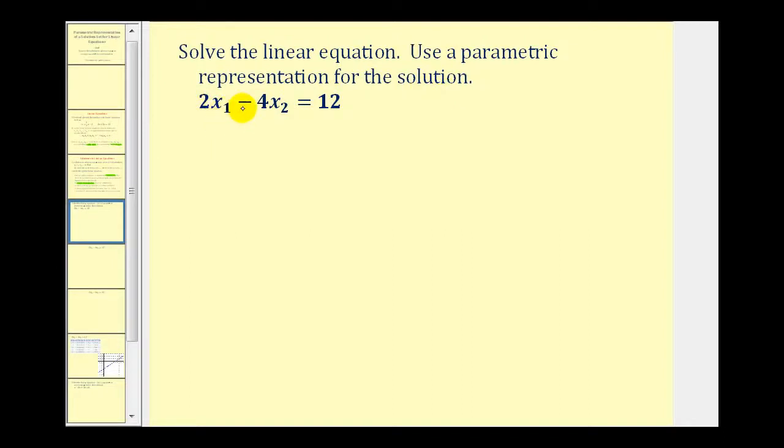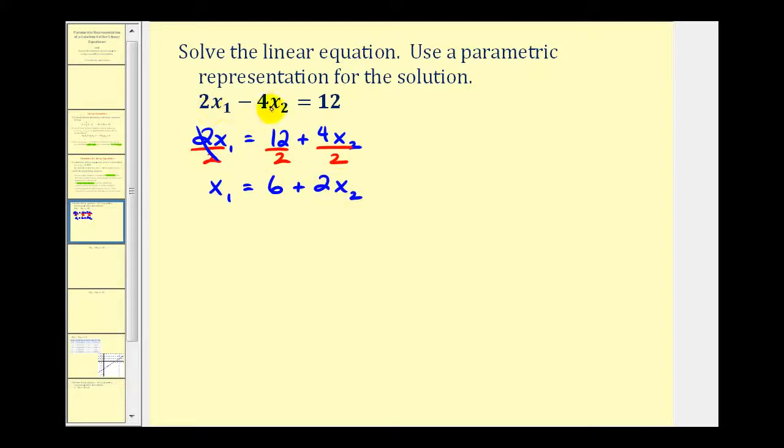We have 2 times x sub 1 minus 4 times x sub 2 equals 12. So the first step is to solve this for x sub 1 or x sub 2. Let's go ahead and solve this for x sub 1. So our first step is to add 4 times x sub 2 to both sides of the equation. That would give us 2 times x sub 1 equals 12 plus 4 times x sub 2. Now let's go ahead and divide everything by 2. So now we have x sub 1 equals 6 plus 2 times x sub 2.